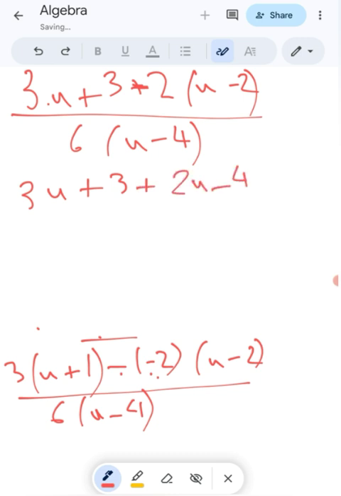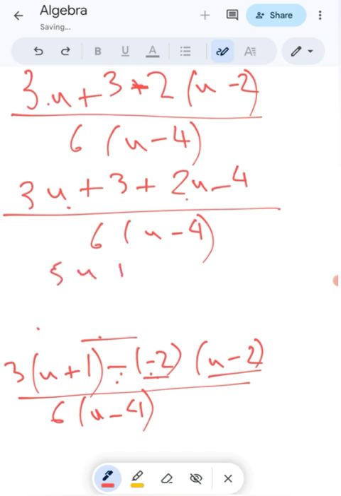One thing, you can also multiply this minus 2 with u minus 2, which becomes a minus 2u plus 4, and when you multiply it with the minus, it becomes the same as plus 2u minus 4. So it's up to you the way you do it, but don't forget to multiply the minus, that's all. So 6 into u minus 4. Now 3u plus 2u makes a 5u, plus 3 minus 4 makes a minus 1 upon 6 into u minus 4. That's all. Moving on.